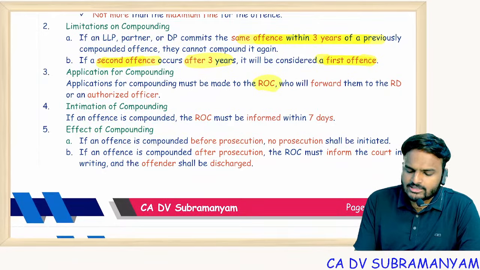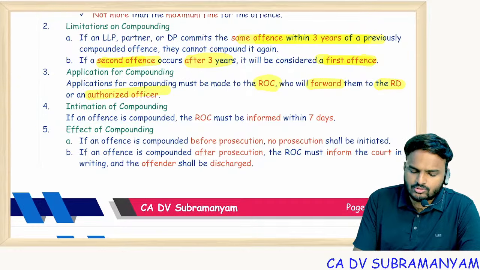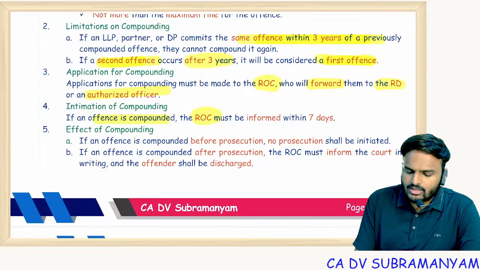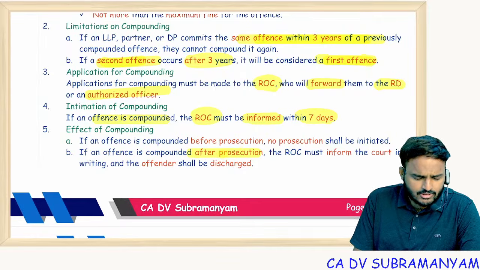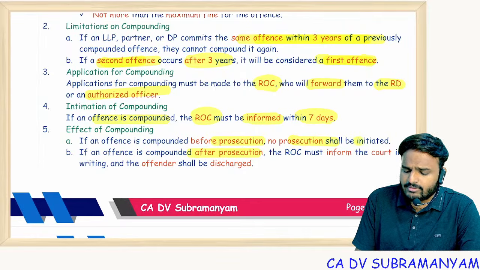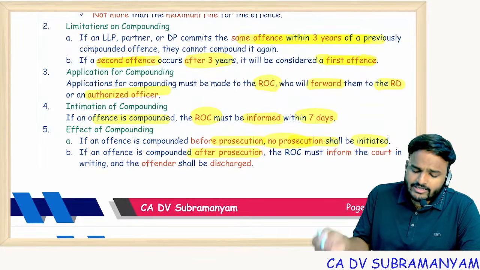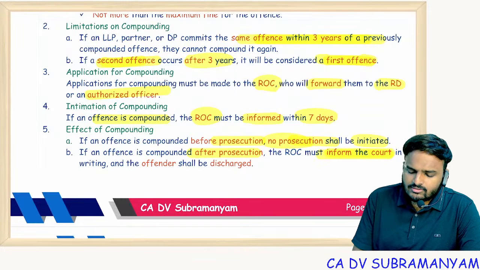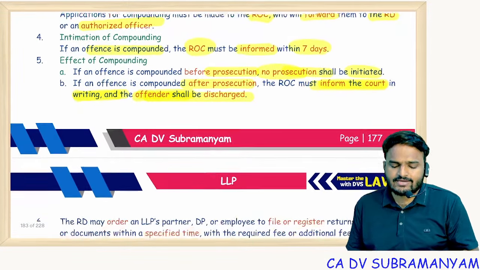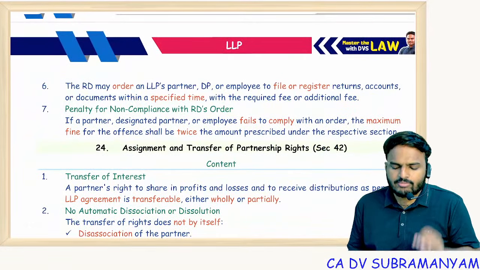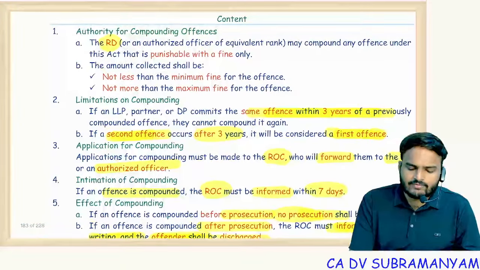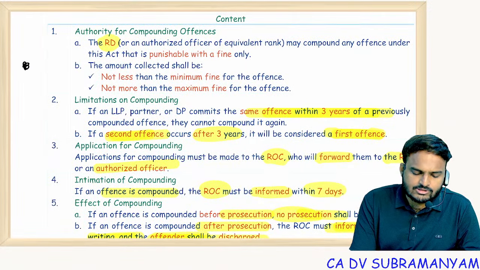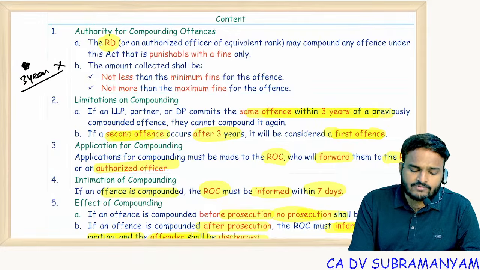So file application with ROC, who will forward that application to RD. If an offense is compounded, ROC must be informed within 7 days, and all the detailed legal proceedings will be stopped. If already started, then ROC will inform the court to stop all the legal proceedings. Stay order, we call it as stay order. Remember in this compounding of offenses, this benefit once you claim, next 3 years for same offense you can't claim that benefit. After 3 years you can claim it.